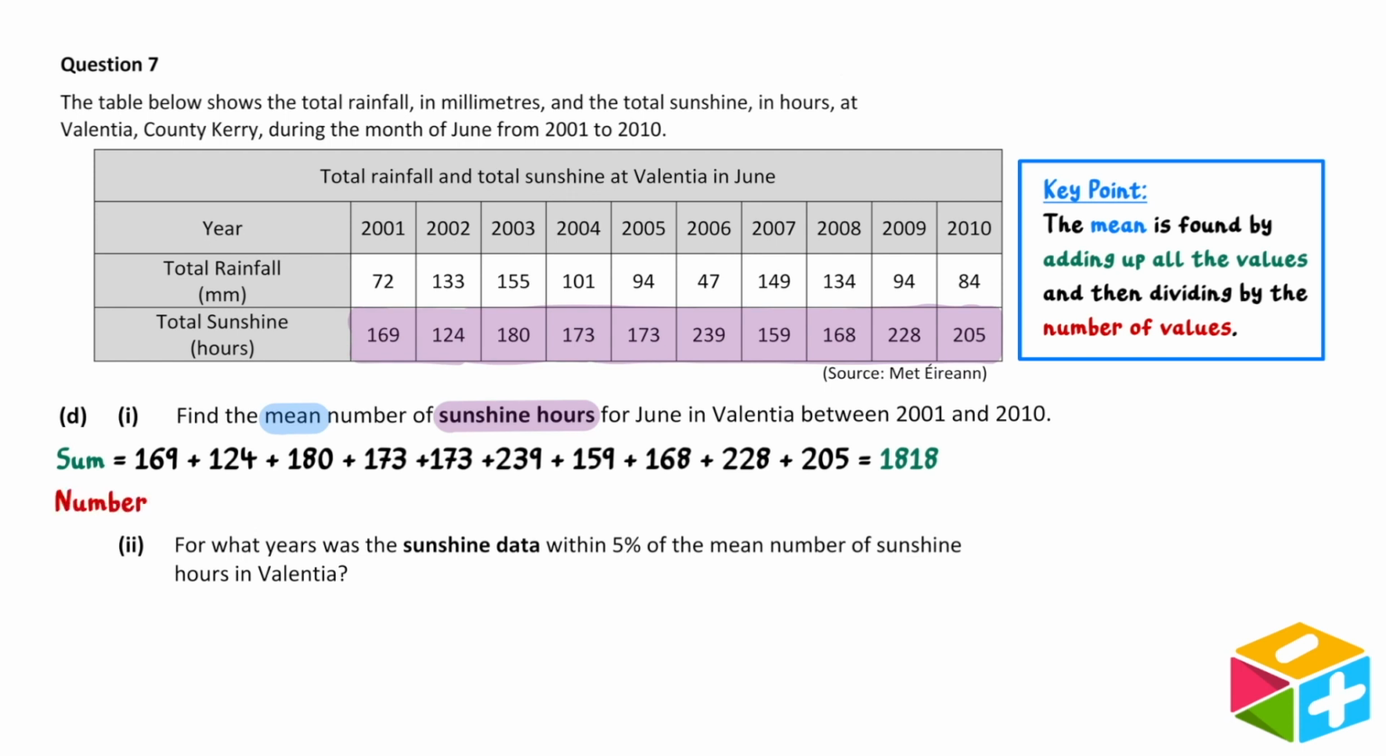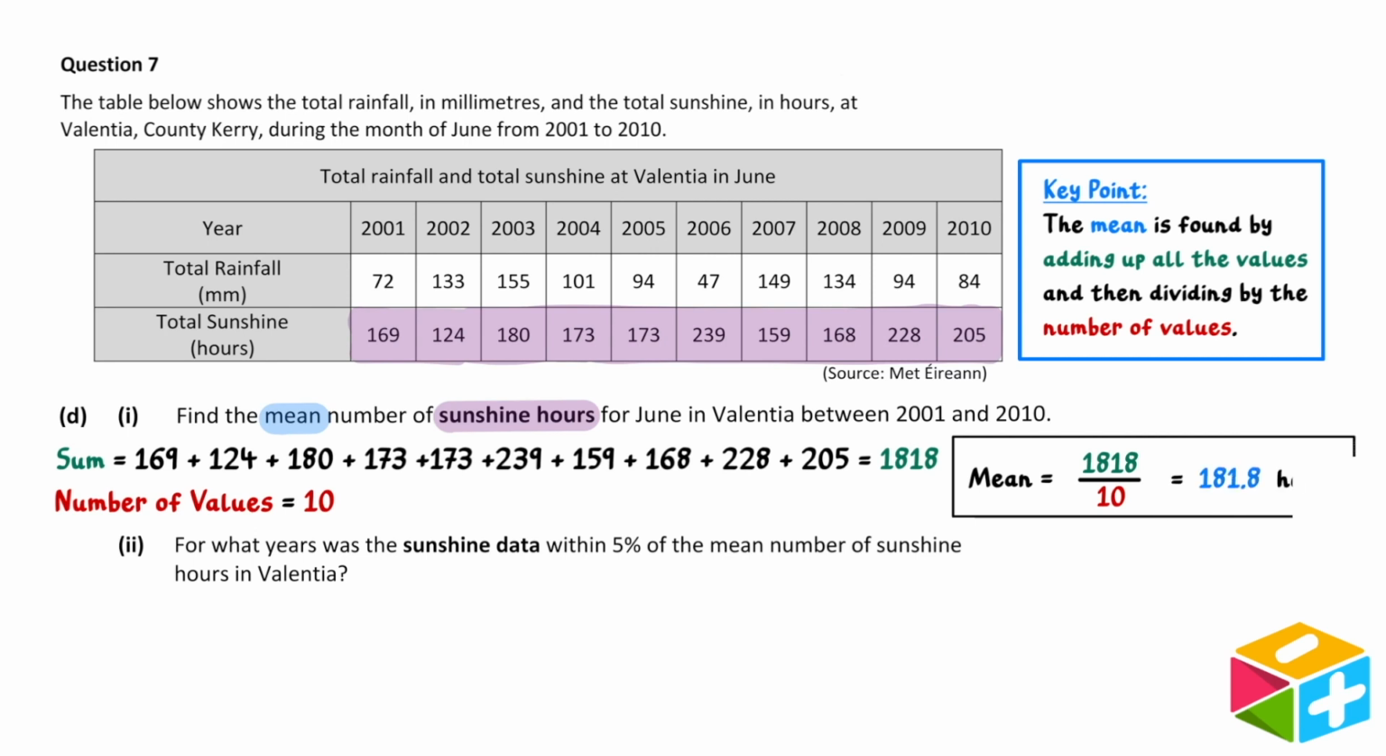To find our mean, we should also count up the number of data values. Here, we have 1, 2, 3, 4, 5, 6, 7, 8, 9, 10 numbers. So the number of values is 10. To find our mean, we just have to divide these two numbers. It's 1818 divided by 10. This gives us an answer of 181.8 hours.